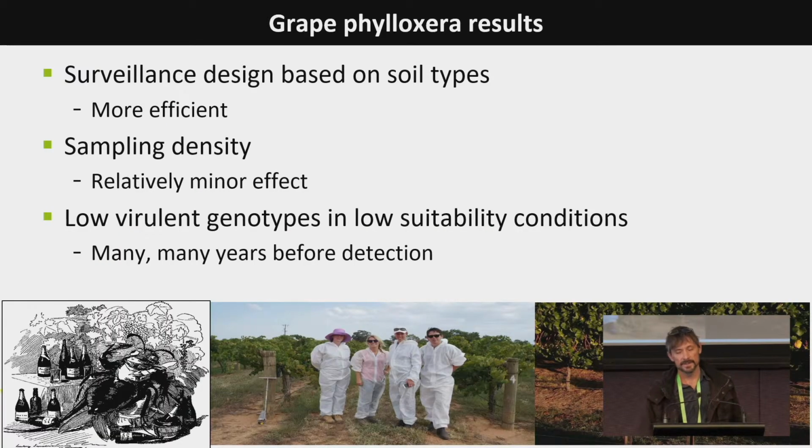So to summarise those differences, the most interesting result for us, for everybody really, was that surveillance design that targets high suitability soil was considerably more efficient at finding phylloxera. I guess also interesting was that sampling density had relatively little effect, so we could cut down the sampling density without greatly reducing the efficacy, and increasing it didn't have a large benefit.